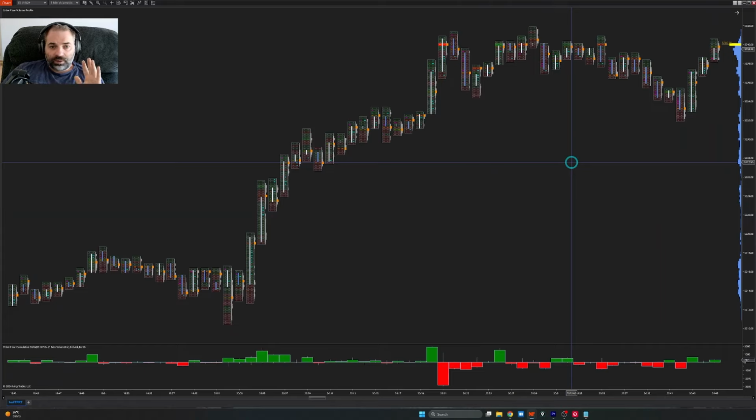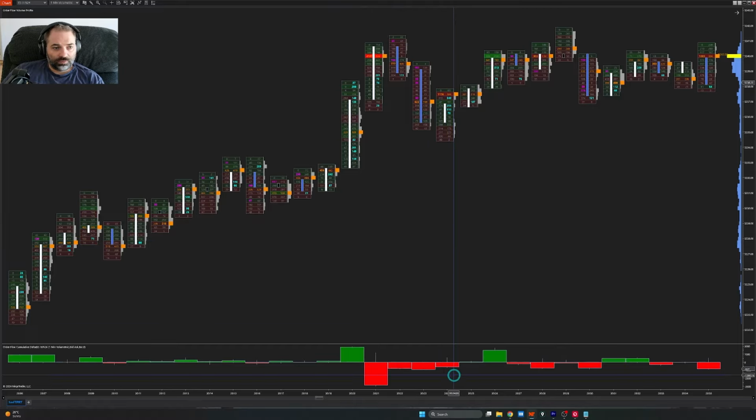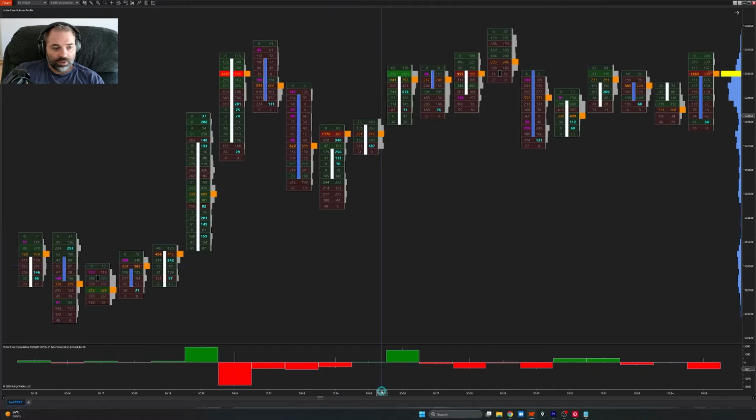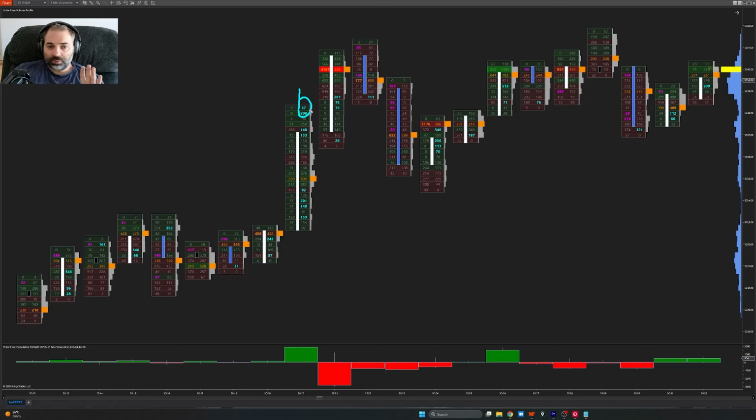Now, pattern number 5, stop runs. On this one, we're going to have to look at the chart because it's a little bit complicated to actually spot this. Basically, at the end of the run, this one could potentially be a stop run. Now, what is a stop run? So we have a bunch of imbalances on the top, not just one level. Remember, one level right here and 0, that's exhaustion.